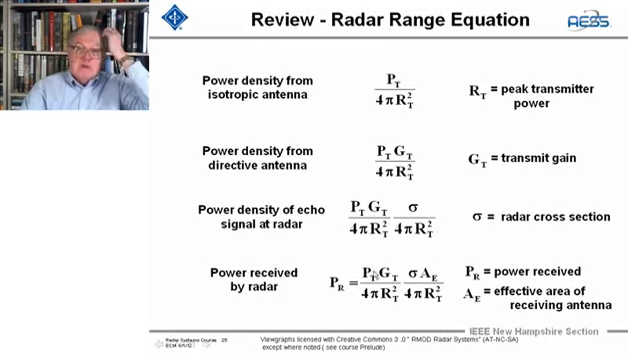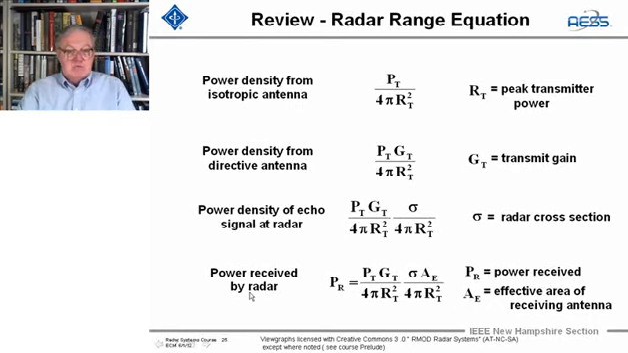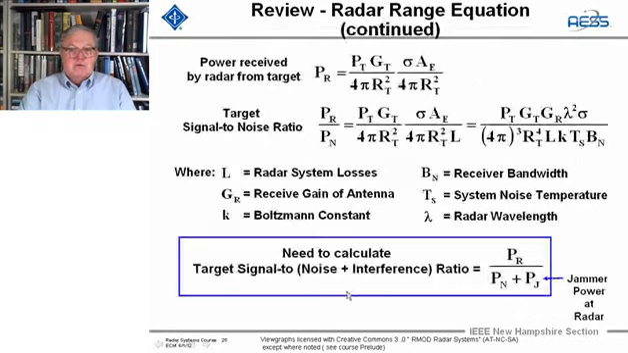Now, let's review the radar equation very quickly. Basically, we've got the power density from an isotropic antenna, then the power density from a directive antenna, and here's the power density of the echo at the radar with the cross-section put in, and here's the power received by the radar, and it's got the effective aperture of the receiving antenna, and that's what the received power is.